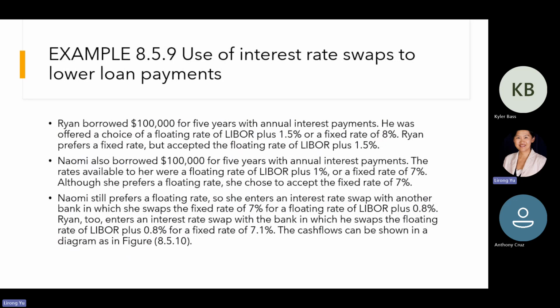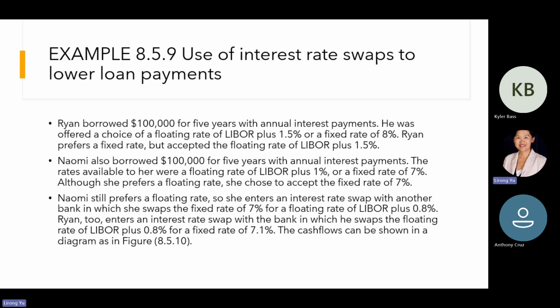So here we have 2 persons. Ryan borrowed $100,000 for 5 years with annual interest rate. He was offered a choice of a floating rate of LIBOR plus 1.5 or a fixed rate of 8%. Ryan preferred fixed rate but accepted the floating rate. Why? Right, you are borrowing, so you would prefer a lower interest rate. So maybe the fixed rate 8% is not very favorable. That's why he compromised with the floating rate.